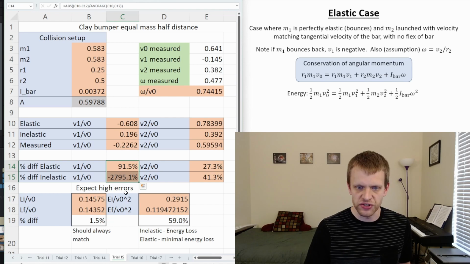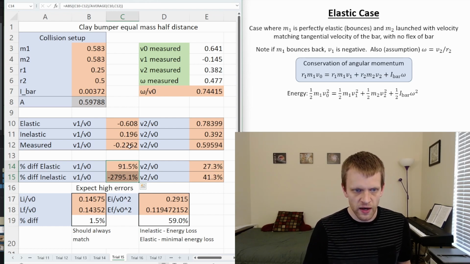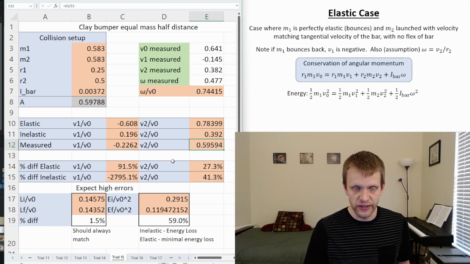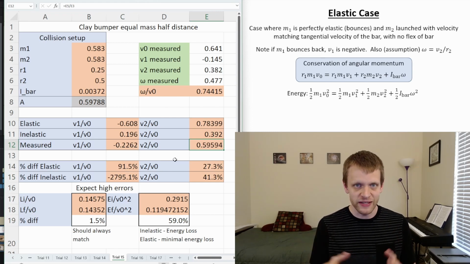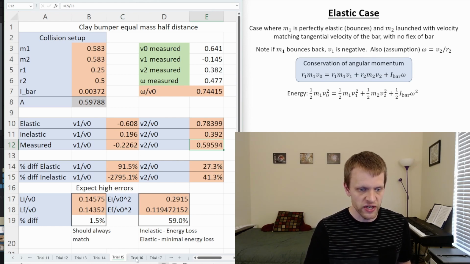Again, these percent differences are highly exaggerated because it's kind of straddling zero, and that throws off this percent difference calculation. But again, they're still in the expected ranges. We're not getting perfectly elastic or completely inelastic collisions. We're getting somewhere in between, which is what we're matching with our data.